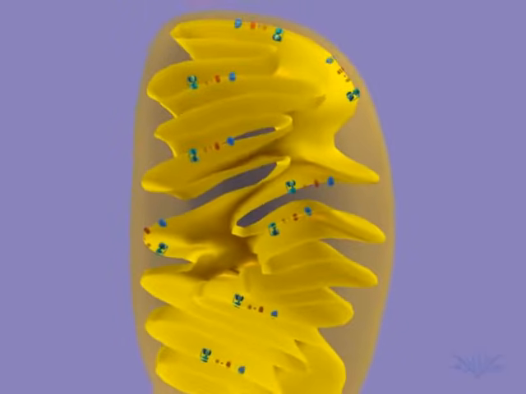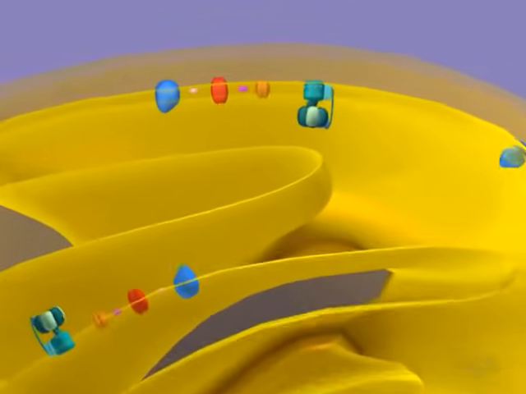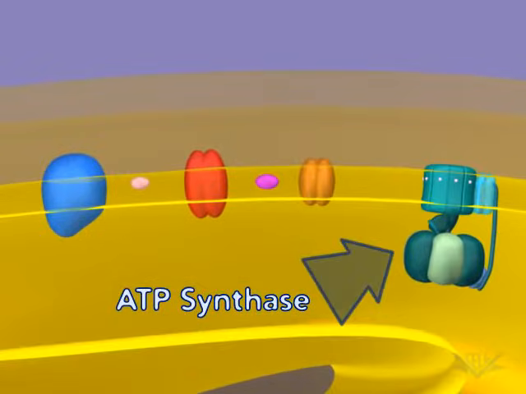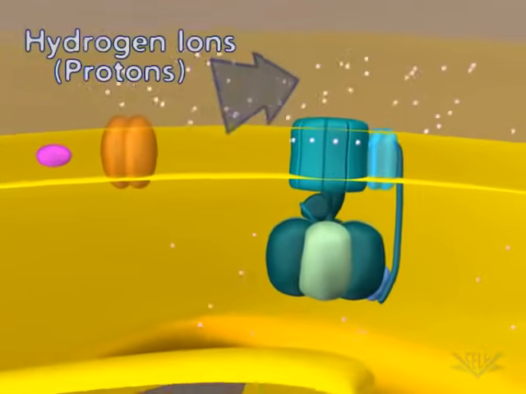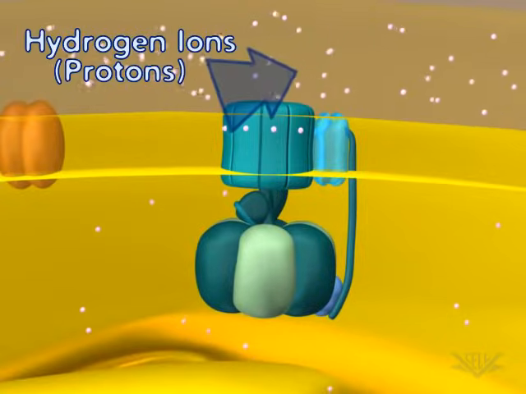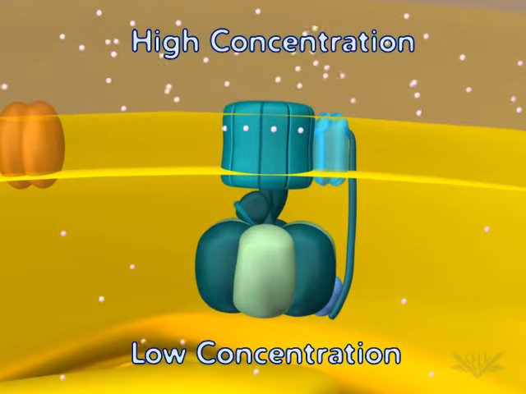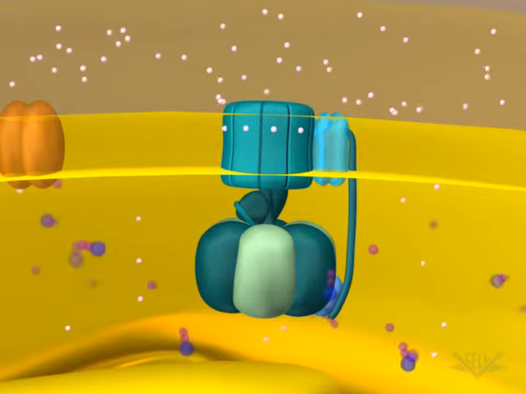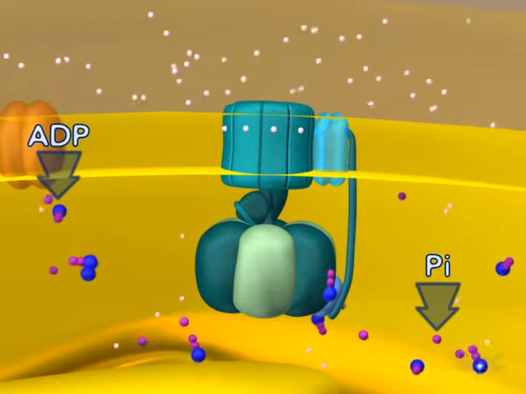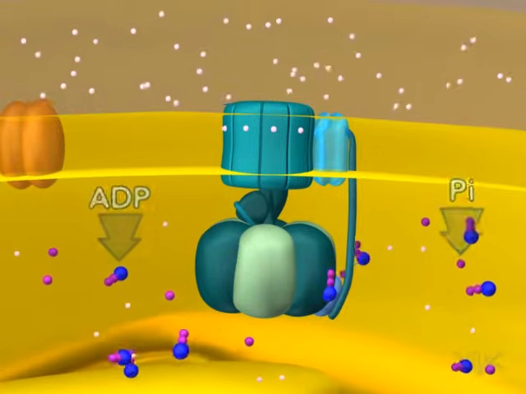ATP is synthesized by ATP synthase, a large complex of membrane-bound protein. Here we see ATP synthase, along with other membrane-bound proteins. Notice the large difference in the number of hydrogen ions on the two sides of the membrane. This difference is a hydrogen ion, or proton, concentration gradient. The energy associated with this gradient is used to synthesize ATP from ADP and Pi.